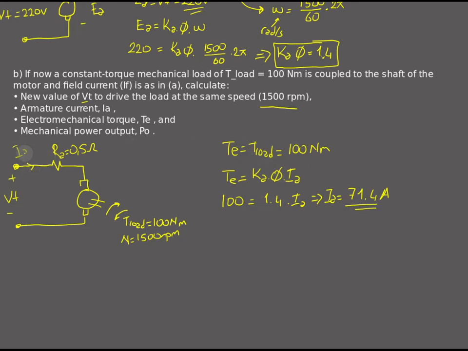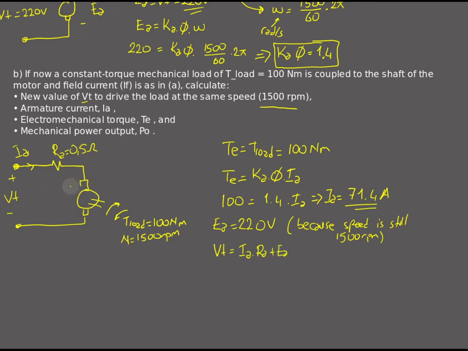Okay, so now if the armature current is 71.4 amps, what should be the Ea? Ea will again be 220 volts. You can still calculate it because speed is still 1500 RPM, right? We are still working in the motoring mode, and VT is equal to Ia times Ra plus Ea.